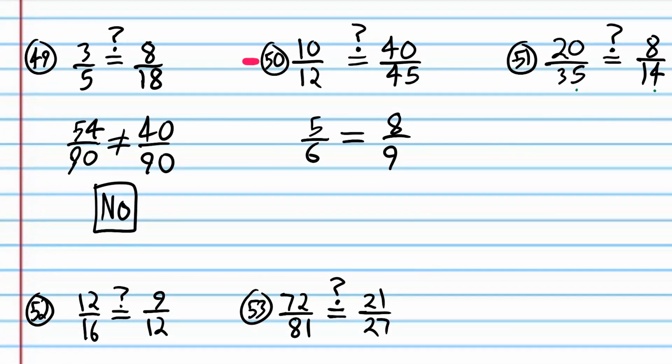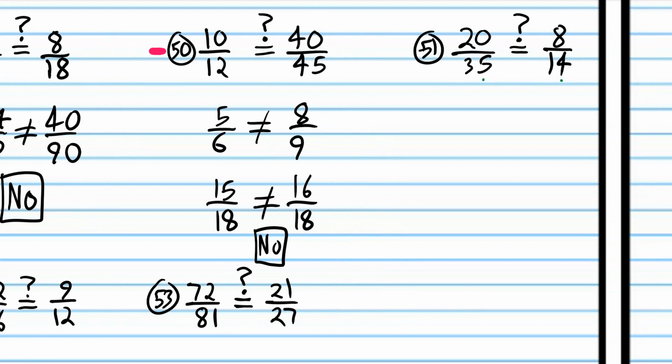We're going to multiply both sides of this fraction by 3 to get 15 over 18, and both sides of this fraction by 2 to get 16 over 18. And we see they're not equal. So the answer is no. Those fractions are not proportional.